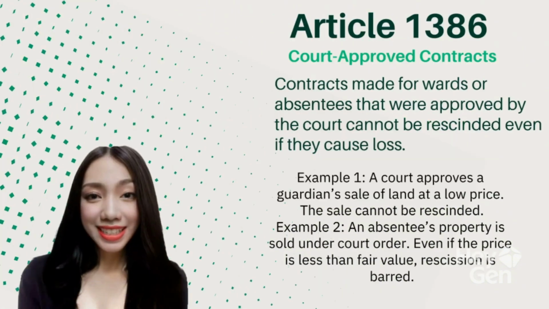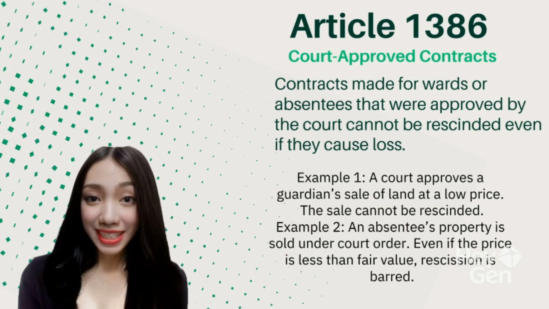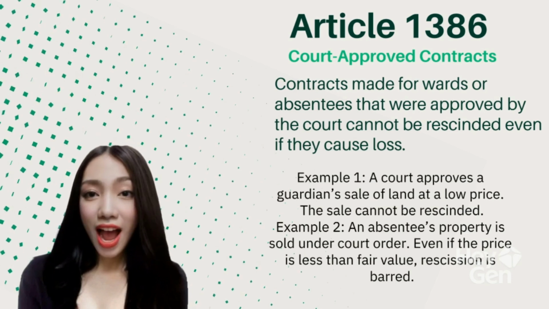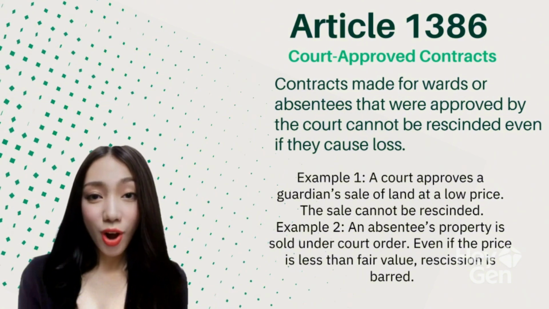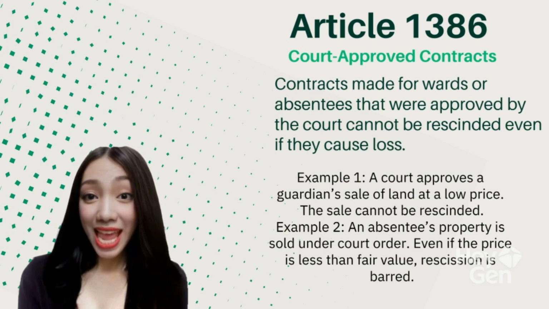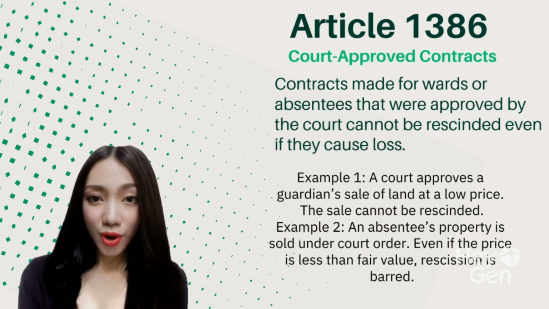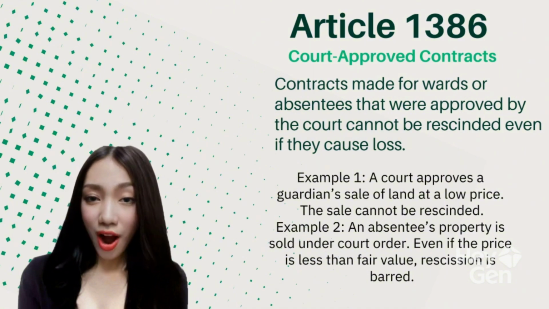Article 1386. Court-approved contracts. Contracts made for wards or absentees that were approved by the court cannot be rescinded even if they cause loss. Example 1. A court approves a guardian's sale of land at a low price. The sale cannot be rescinded. Example 2. An absentee's property is sold under court order. Even if the price is less than fair value, rescission is barred.